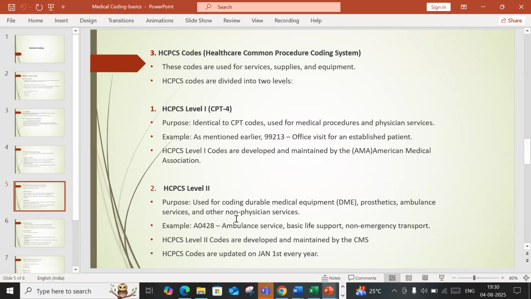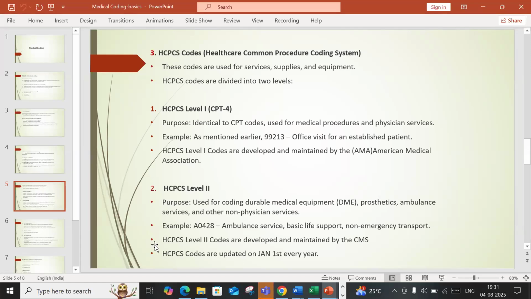Non-physician means apart from doctors, like nurses and some other technicians, from them also we are getting some kind of services, right? For that kind of services, we have to report HCPCS Level 2 codes. Example, A0428. This is the HCPCS Level 2 code for ambulance service, basic life support, non-emergency transport.